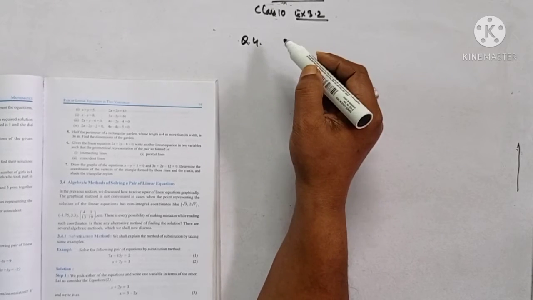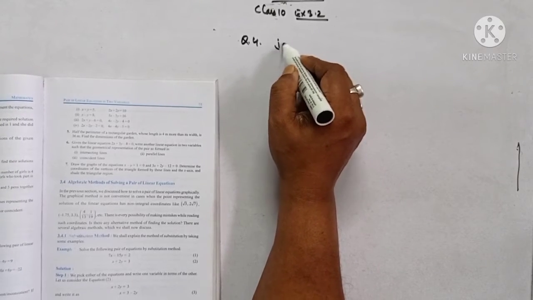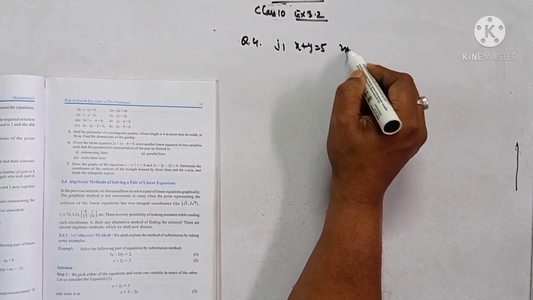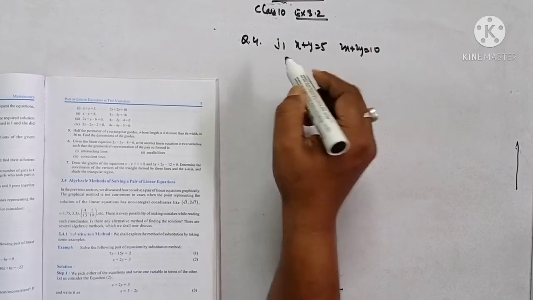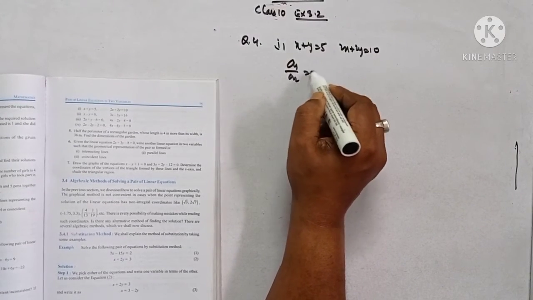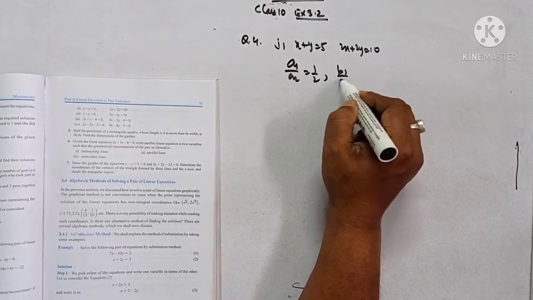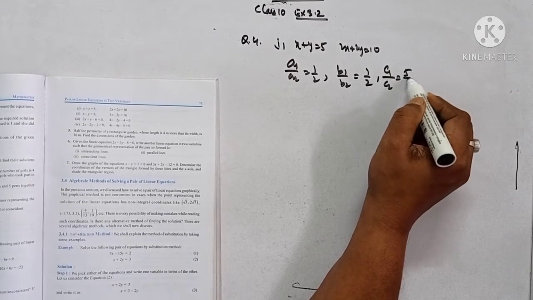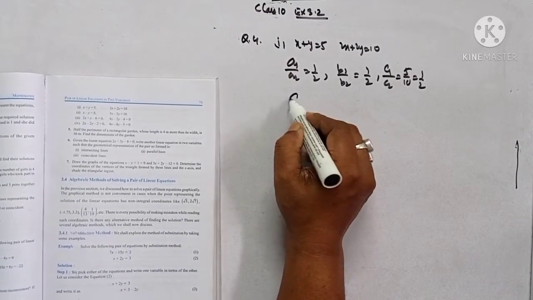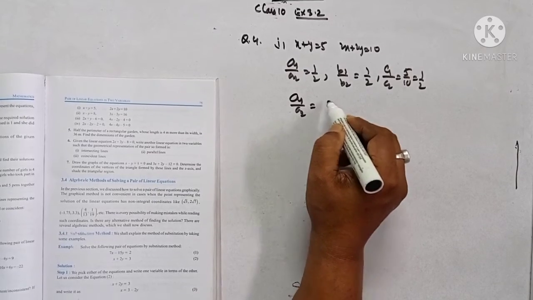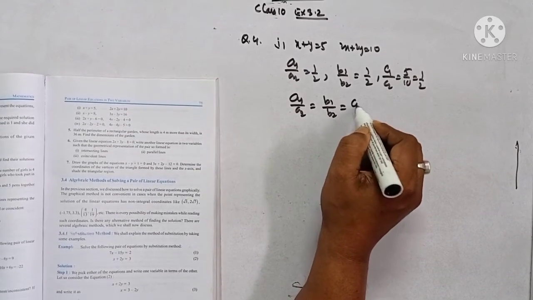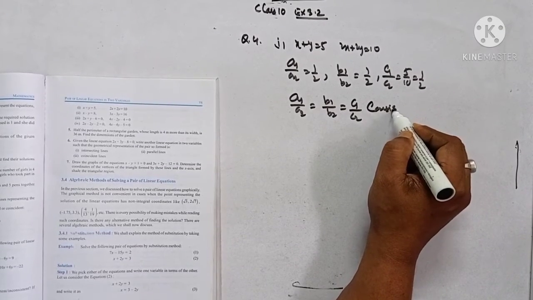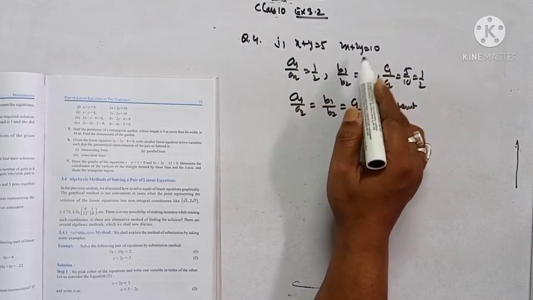So again the same style, I'm doing one for you. x plus y is equal to 5, and 2x plus 2y is equal to 10. So here a1 by a2 is equal to 1 by 2, b1 by b2 is equal to 1 by 2, and c1 by c2, this is 5 by 10, this is equal to 1 by 2. So here again a1 by a2 is equal to b1 by b2 equal to c1 by c2. So this is consistent because they are coincident, and then you have to draw the graph of these two.